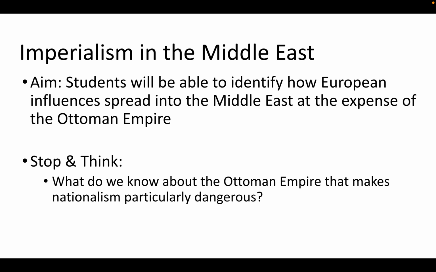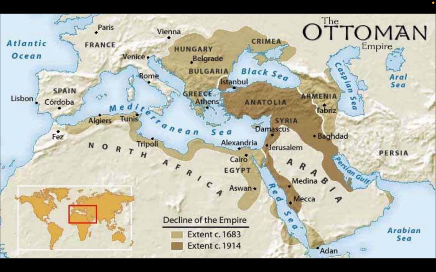And so when we talk about imperialism in the Middle East, we have to focus on how European influences spread into former parts, or even in some cases, current parts of the Ottoman Empire. So here we have a map of the Ottoman Empire, right? Its greatest extent was in the year 1683, where it came very close to taking over the city of Vienna, which is a German-speaking city, right? That would be considered really Central Europe. They were not successful, the Ottomans.